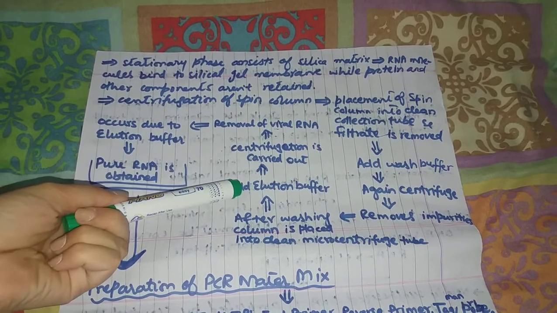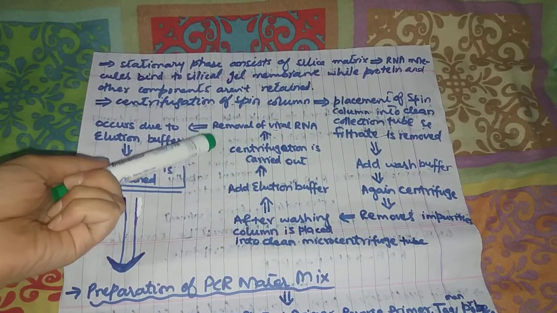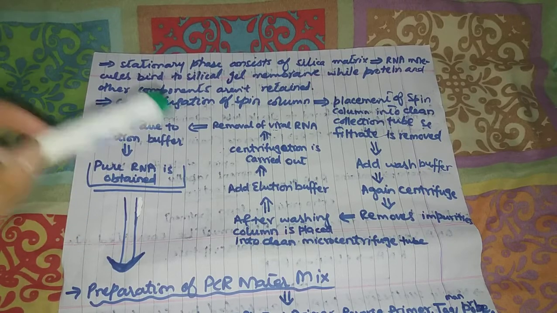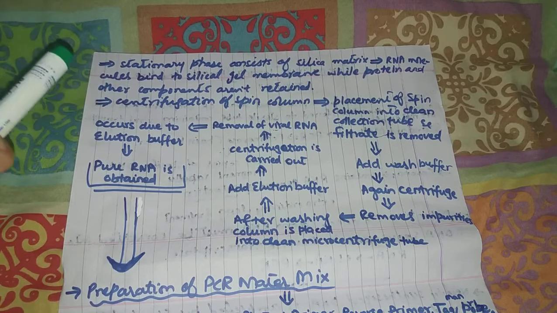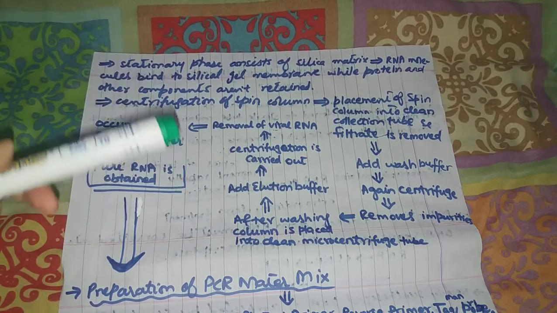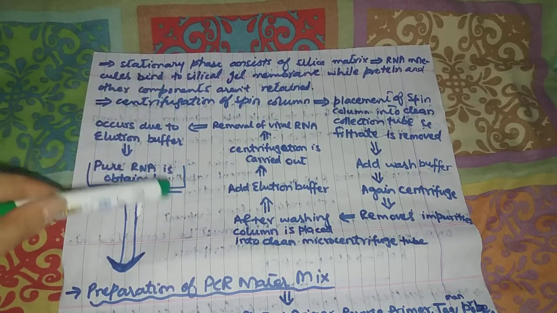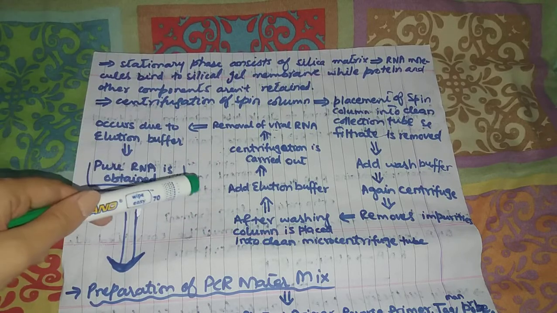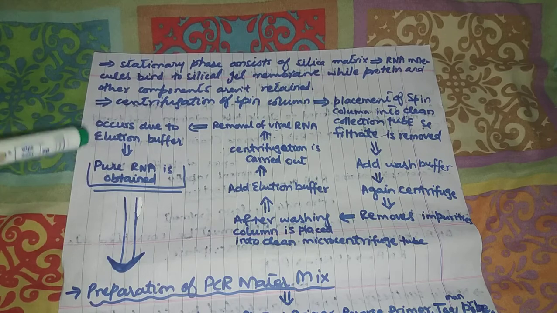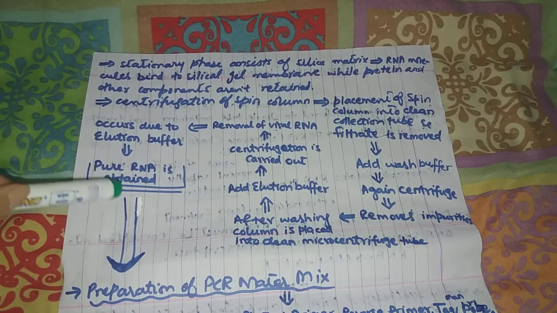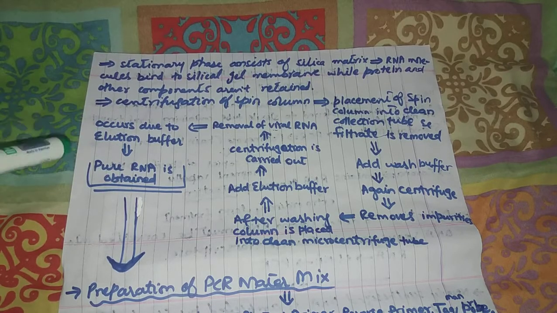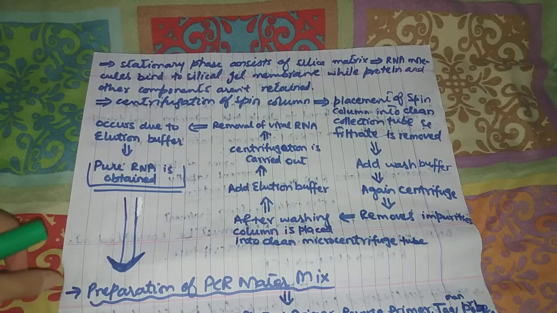This elution buffer will cause removal of the viral RNA from the column, and that viral RNA is what we require. So in this last step, due to the addition of the elution buffer and finally centrifugation, we get at the end our pure RNA of the virus. In this way, RNA extraction is completed. After getting pure RNA, we move towards PCR, which is the next step.